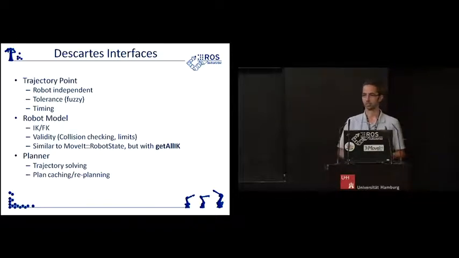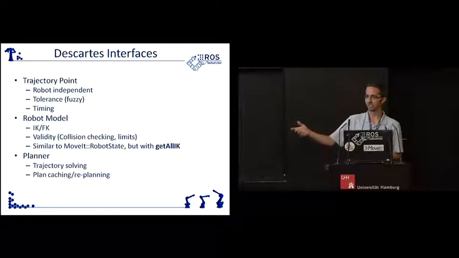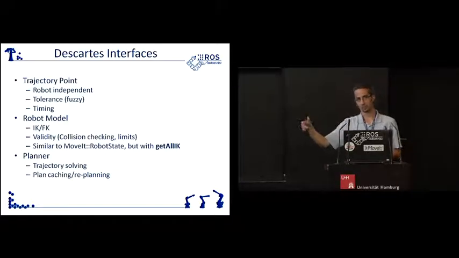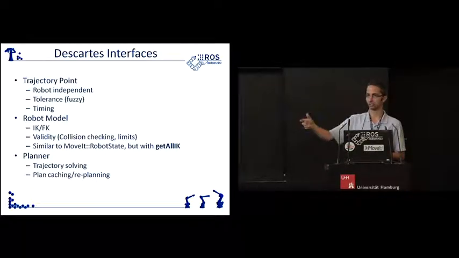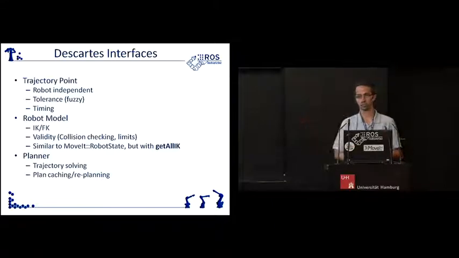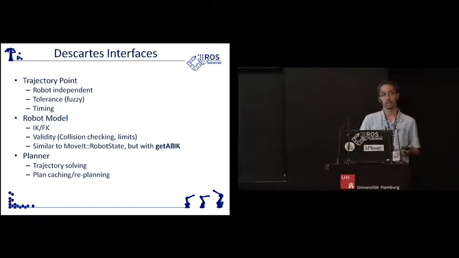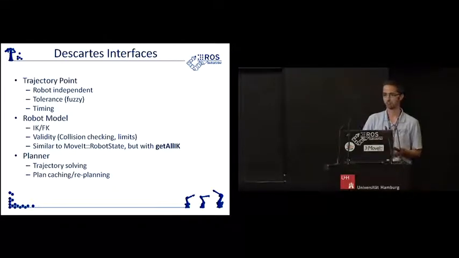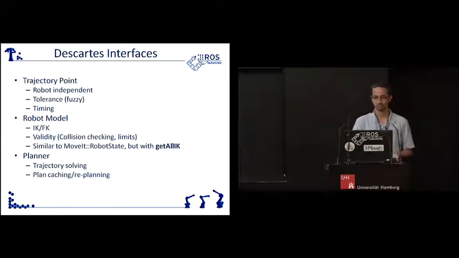There's a trajectory point, and this is completely robot independent, just defines some point in space. It can be fuzzy. It doesn't have to be any particular orientation, or it could have some bounds on its actual Cartesian position as well. And it includes some timing information, so that when you piece these trajectory points together, you can then figure out the timing of the full trajectory.